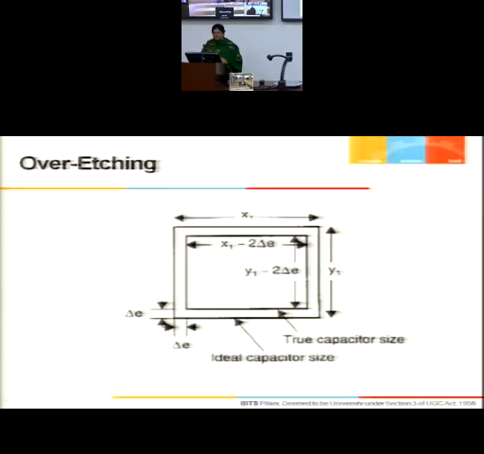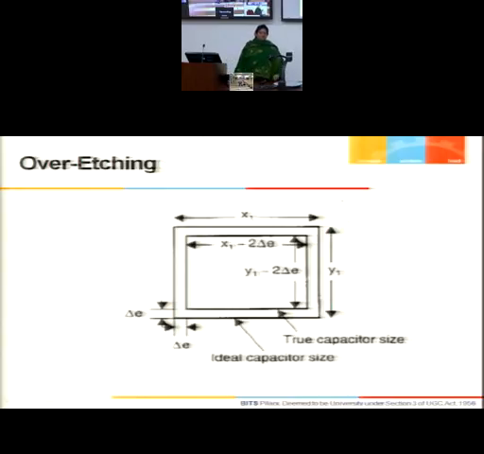The same thing happens on the width side also, because etching is an isotropic process. You dip the chip in a chemical solvent and then it etches away wherever there is no mask, where there is no photoresist. So we have an error. The actual dimension is changing from x1 and y1 to x1 minus 2 delta E and y1 minus 2 delta E.